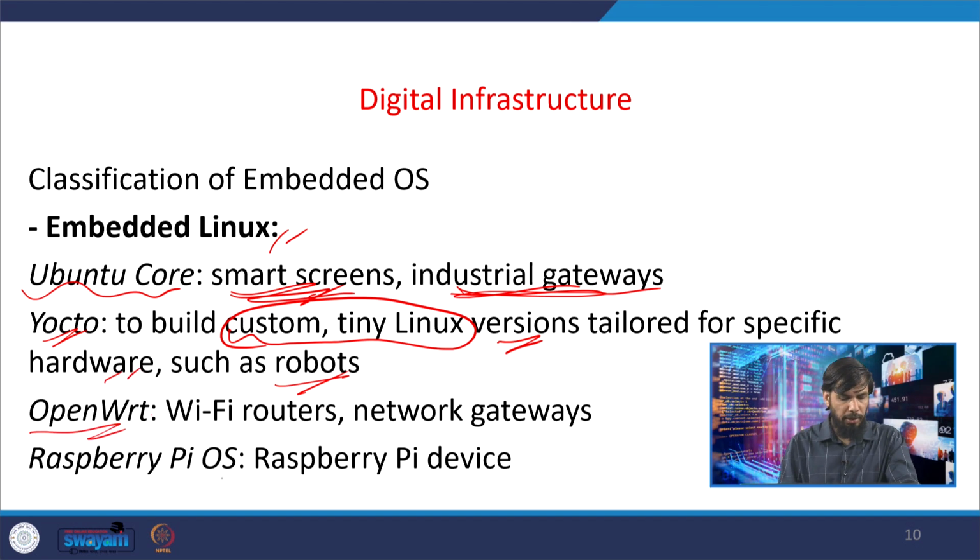And OpenWRT, that is for Wi-Fi routers, network gateways that are actually running our network or network of networks. All the routers and gateways that are there are likely to use OpenWRT.